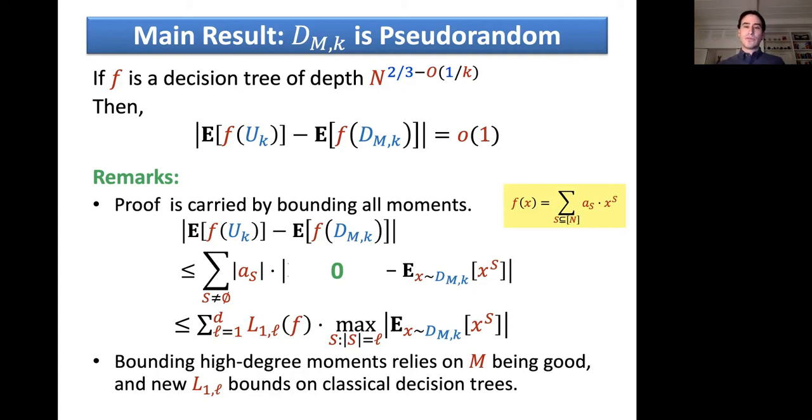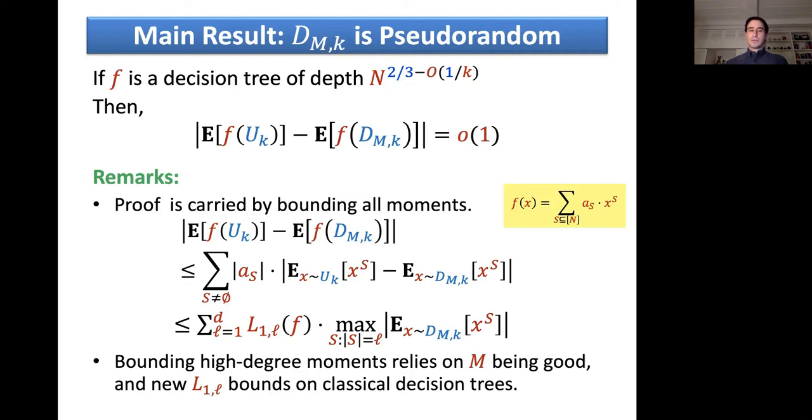If f is a decision tree of depth n to the 2/3 minus O of 1 over k, then the acceptance probability of f under the uniform distribution is very similar to its acceptance probability under DMK. The difference between the two is little o of 1. Recall that f of x can be written as a multilinear polynomial. This polynomial captures the acceptance probability of the decision tree on input x. We have a coefficient for each subset S, and we have a monomial, x to the S.